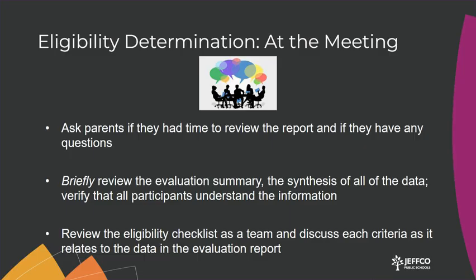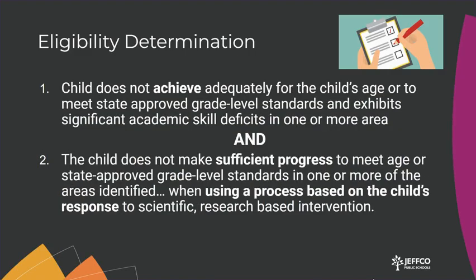Then review the eligibility checklist as a team and discuss each criteria as it relates to the data in the evaluation report. Remember, to answer the eligibility questions, we have to see evidence of it in the report. And what are those two criteria? Is there a gap? And is there insufficient progress to close the gap given research-based interventions?